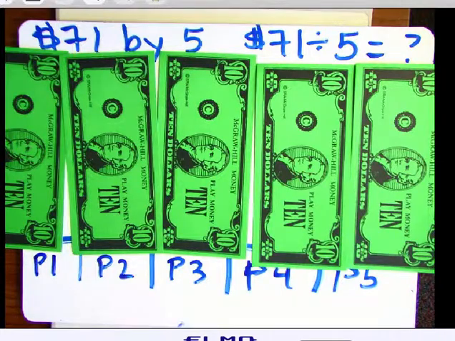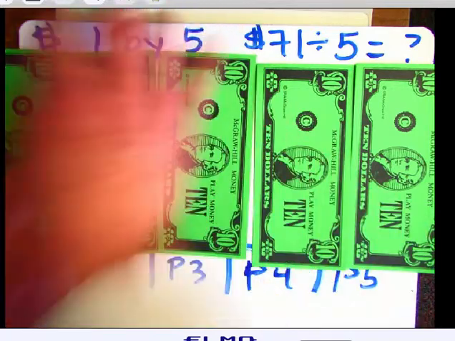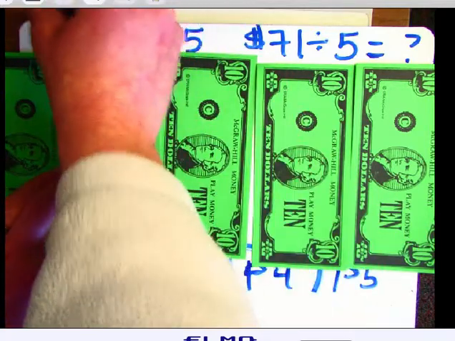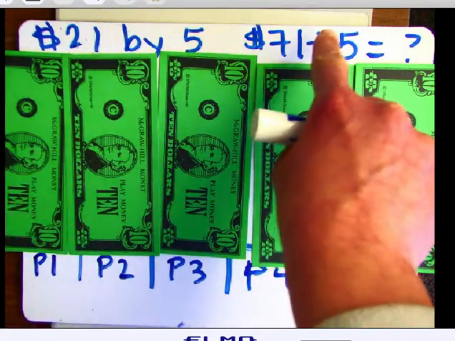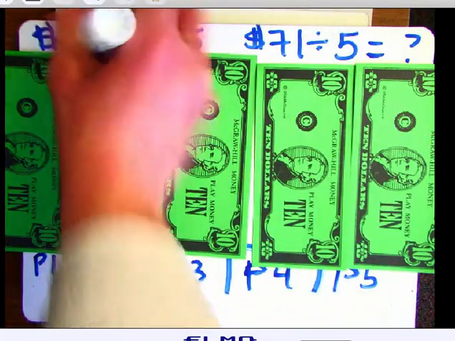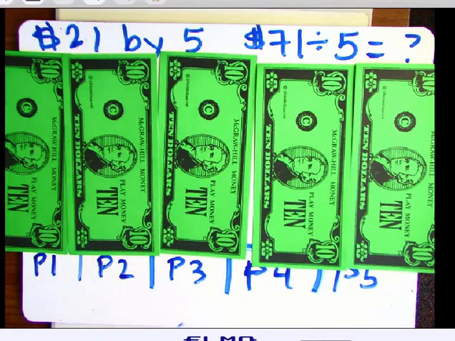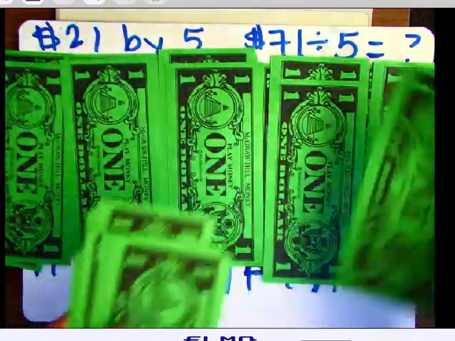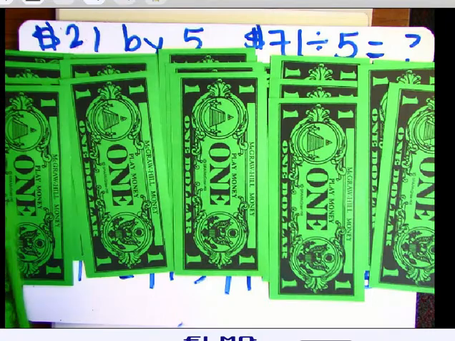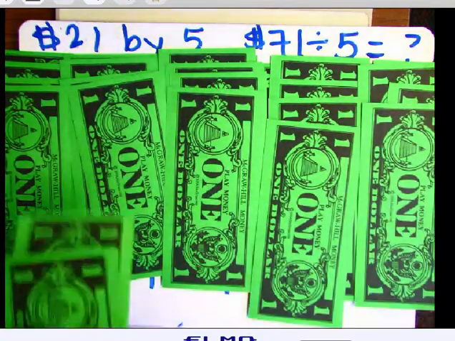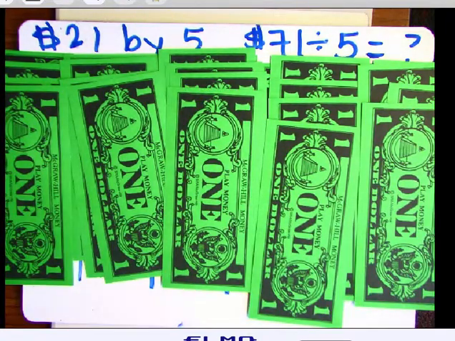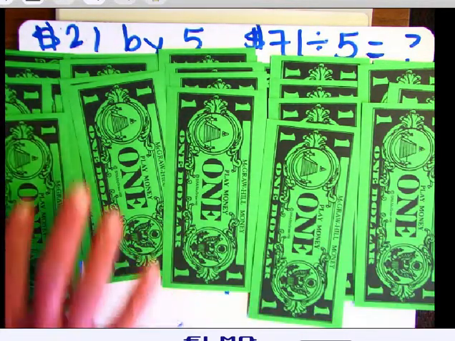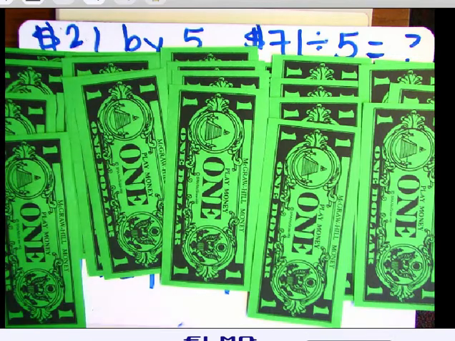So I'm going to go back and update my board here. I'm just going to leave this alone for now because I'm going to come back to that later. This is just to help me remember that now I'm sharing 21 by 5. 1, 2, 3, 4, 5. 2, 2, 3, 4, 5. That's 10, 11, 12, 13, 14, 15, 16, 17, 18, 19, 20. So I stopped at 20, so that means that each person got 4 $1 bills.